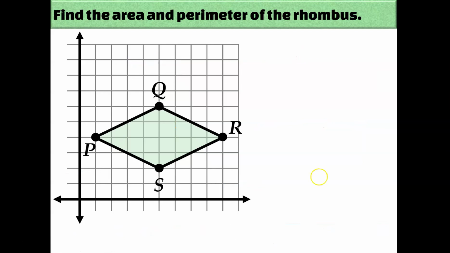Next up we have a rhombus. In order to calculate the area of a rhombus, you need to know the lengths of the diagonals. And thankfully the diagonals here are horizontal and vertical, so you can just count their lengths.